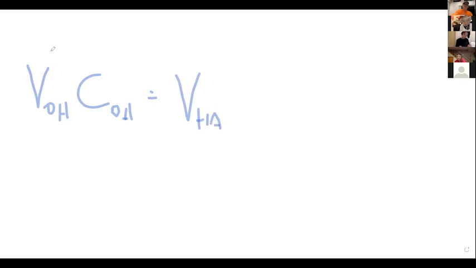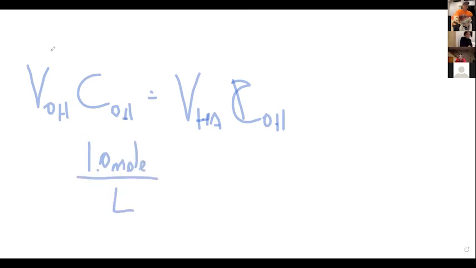Okay, let me go back. So our volume of hydroxide times the concentration of hydroxide is going to equal the volume of acetic acid times the concentration of acetic acid. Our concentration of hydroxide is 1 mole per liter. And then our volume of hydroxide, we need to convert to liters in order to get moles.